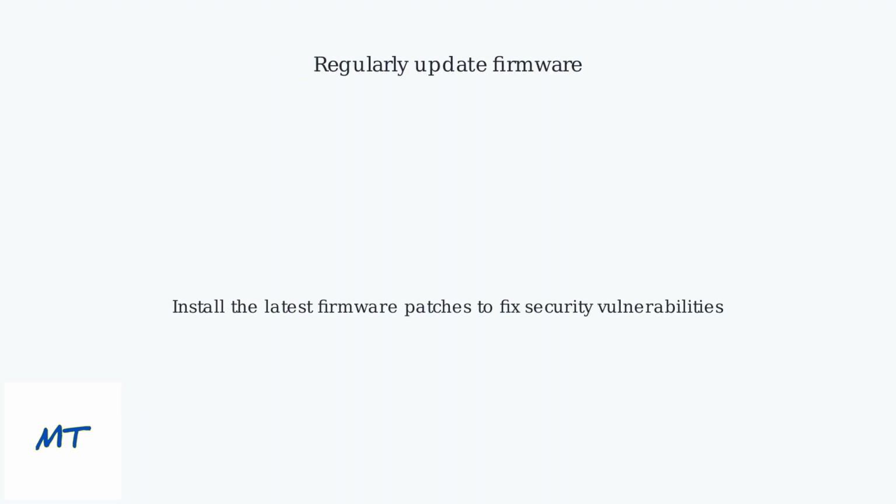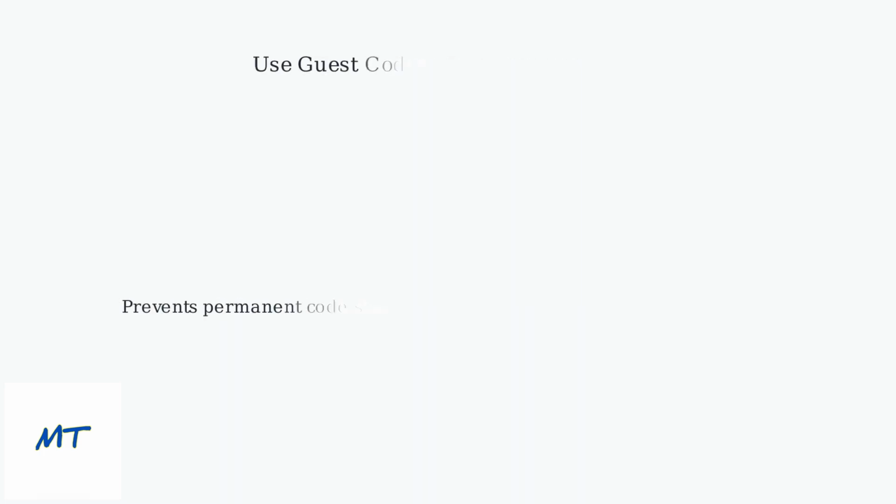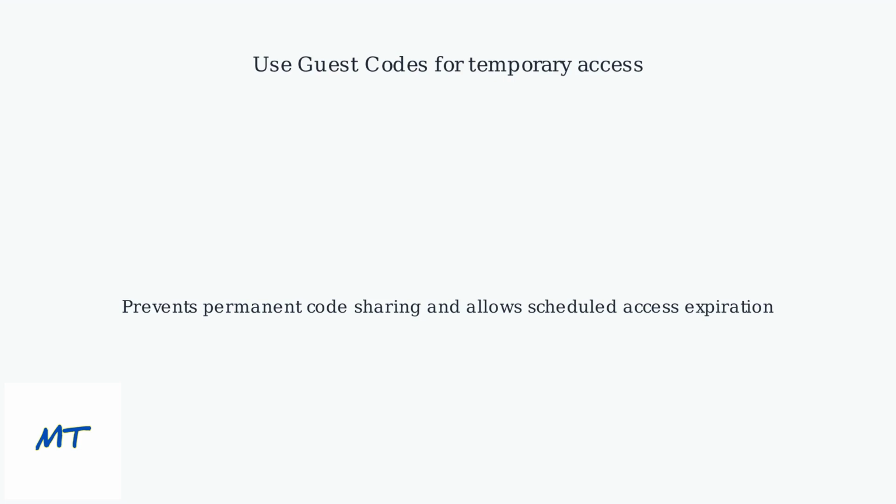Regularly update your Schlage Encode firmware through the app. Updates include security patches that protect against known vulnerabilities and improve overall system reliability. Enable guest codes for temporary access instead of sharing permanent codes. Guest codes can be scheduled to expire automatically, reducing the risk of unauthorized long-term access.